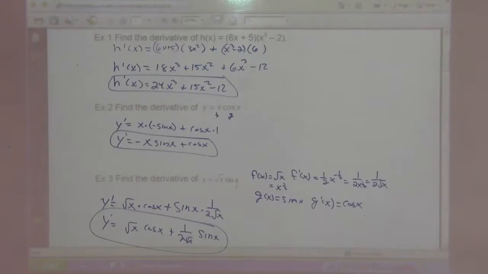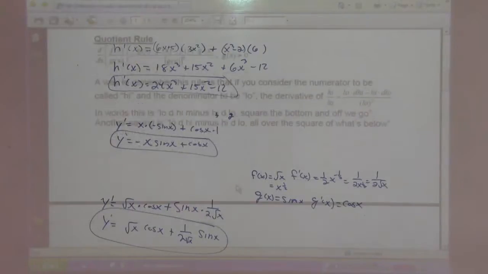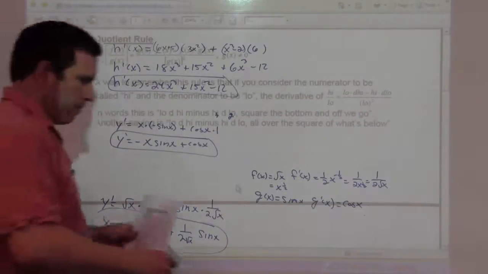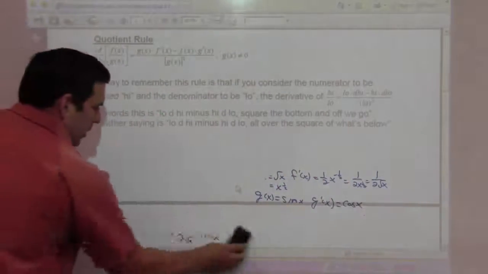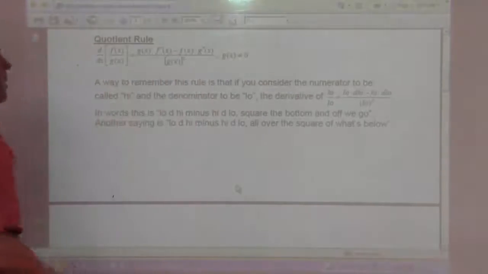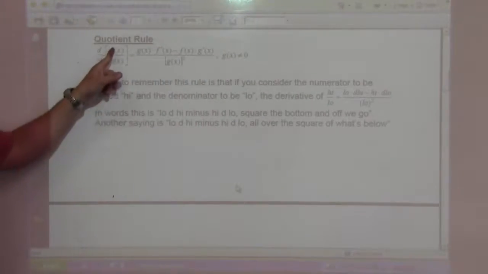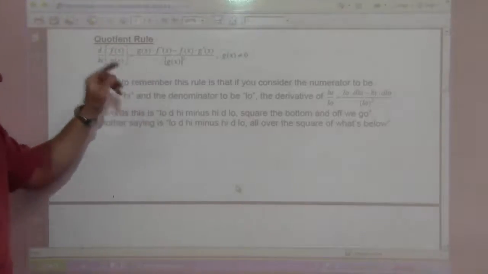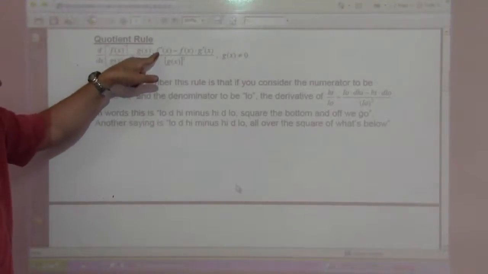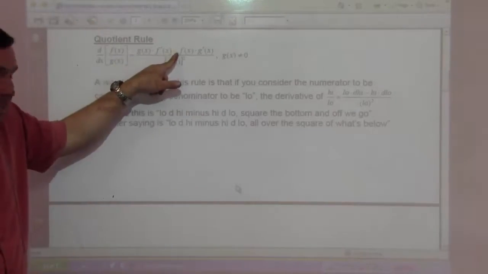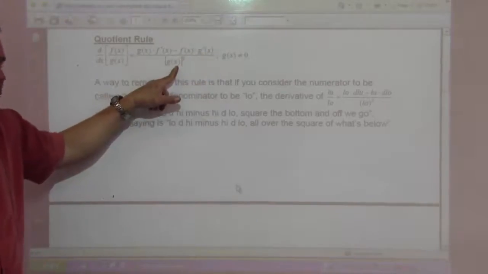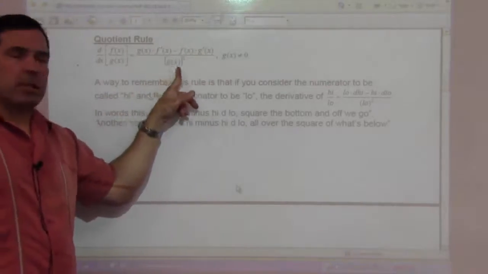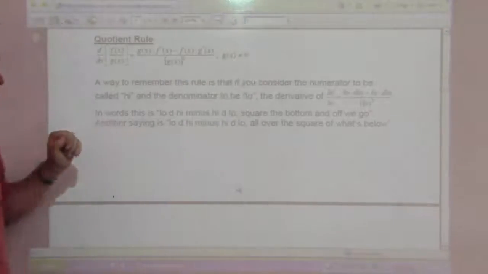Okay, I'm going to go on to the quotient rule next. Think quotient, think of division when you're dividing two functions. The derivative with respect to x of f of x over g of x. Now get this one. G of x, our denominator, times f prime of x, the numerator, minus now f of x, the numerator, times g prime of x, the denominator, over the denominator squared. This is valid as long as the denominator is not 0.